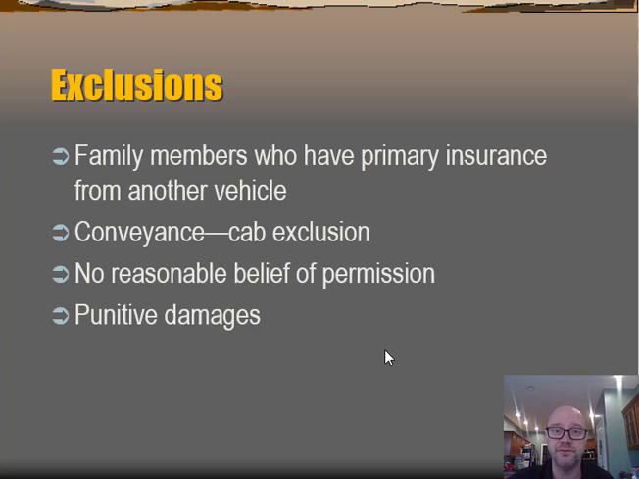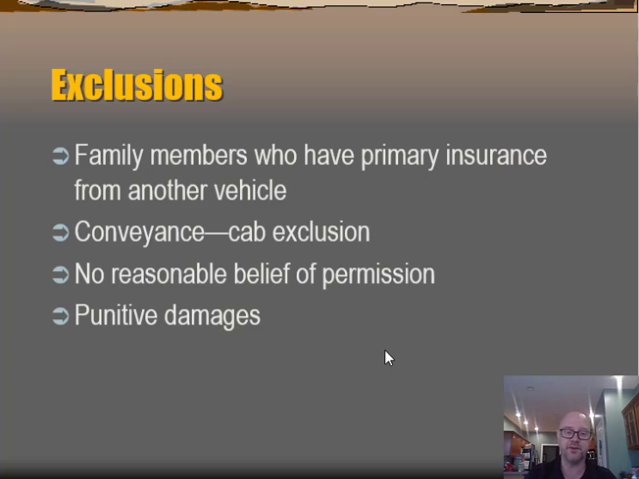So there's a question on the review sheet, what shows up as an exclusion under Part C that we haven't seen in Part A and B? This is it, punitive damages. They wouldn't be covered under Part A or Part B either, but you're just going to see it for the first time in Part C. So that's just a general rule of insurance that you're going to want to keep in mind. Insurance never pays for punitive damages.